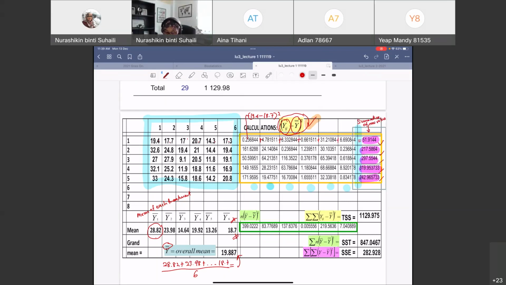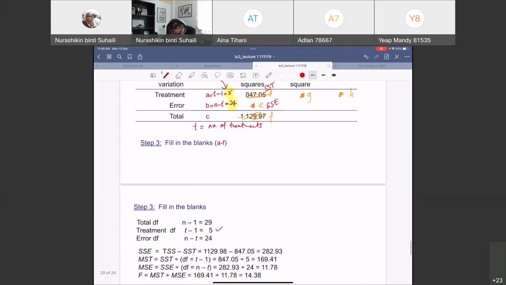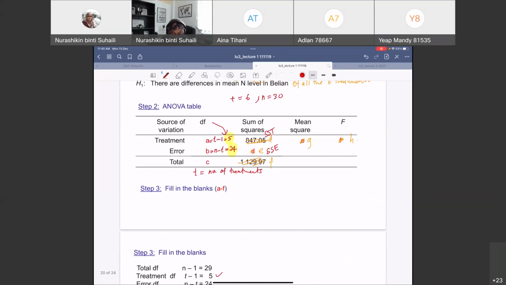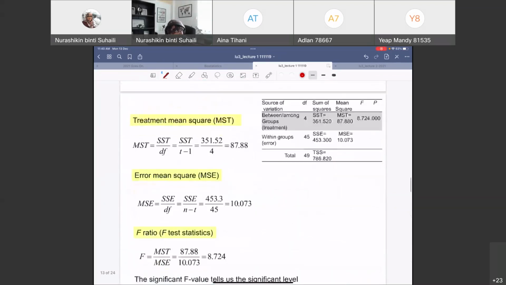Okay, so why do you have to find these values? Because if you add up all of this vertically like this, you will get these values. And this is TSS. Okay, TSS. And this TSS is the value that you have to solve here. SS.